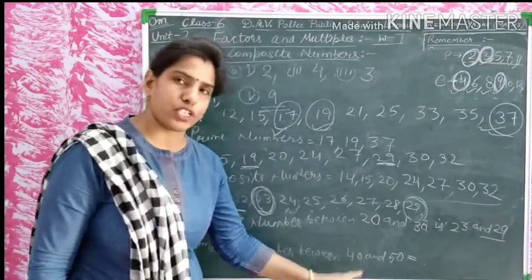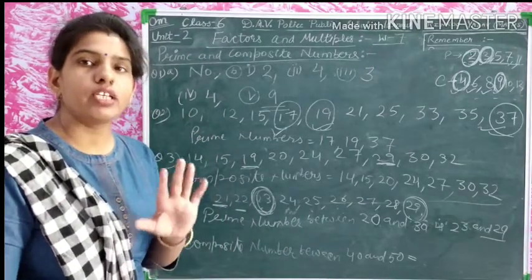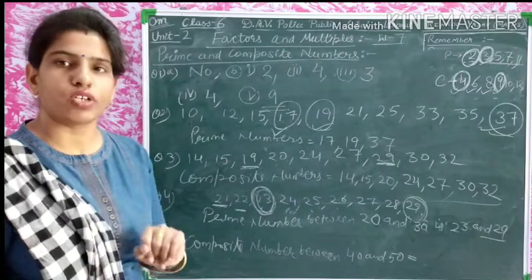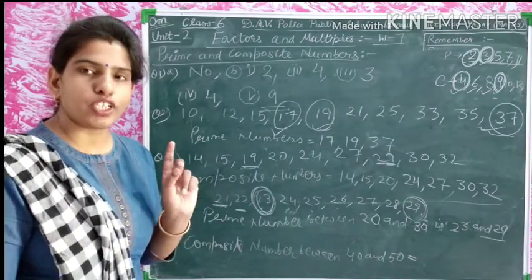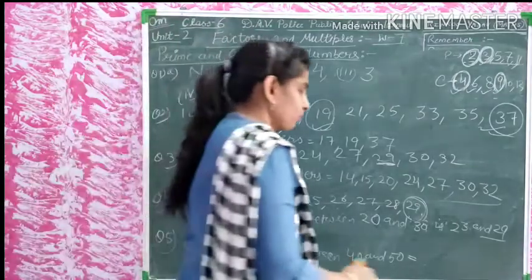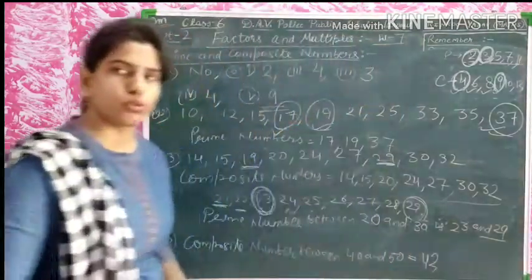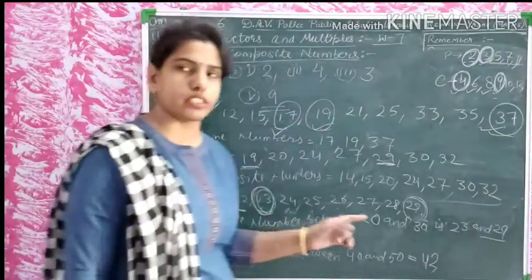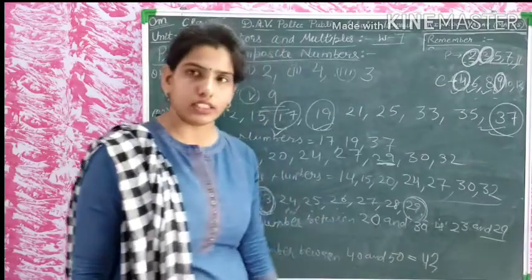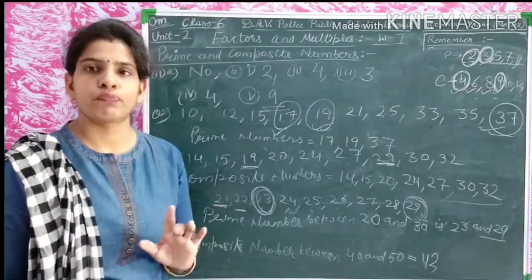Next number is 41. Is 41 divisible by any number? No, it is not divisible by any number except 1 and 41 itself. Is this clear? It means this is the prime number. 42, yes, it will be divisible by 2. At least one number we have to get there. It means this is the composite number other than 1 and itself. 43, no, it is prime number. It is not divisible by any number.